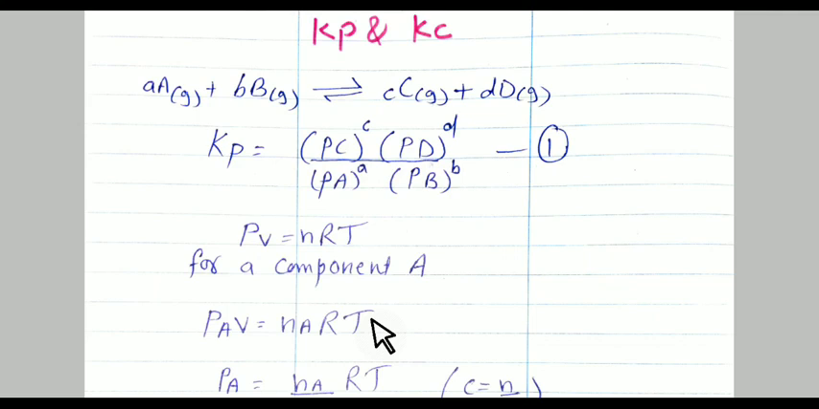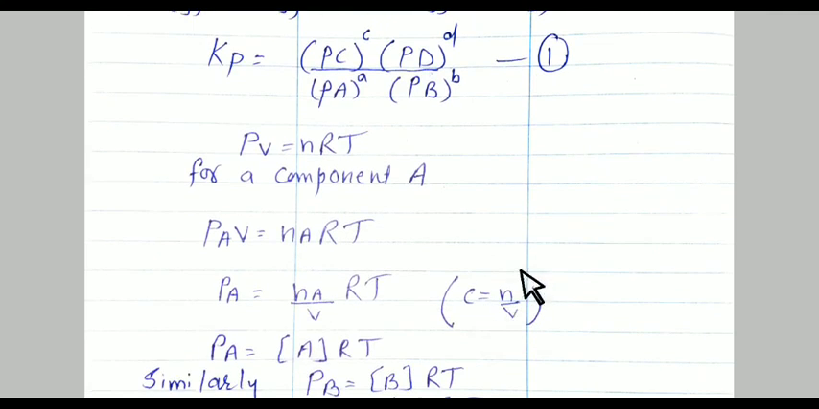Clear? Now always remember n upon V, number of moles upon V, is equal to C, where C means concentration. Concentration is equal to number of moles upon V. So here nA upon V means concentration of A. n upon V means concentration, and concentration of which component? Concentration of component A. So in place of nA upon V, we add concentration of A.